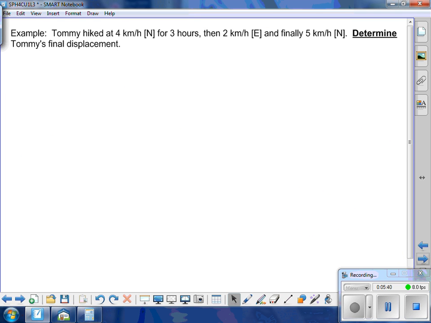Second and final example then: Tommy hiked at 4 kilometers an hour. So now we're talking about a velocity. It's a speed with a direction. And then we also have a time in here. And then 2 kilometers east, and finally 5 kilometers an hour north. Find Tommy's final displacement. I didn't type that in. We need times for these ones. So put for 1 hour.